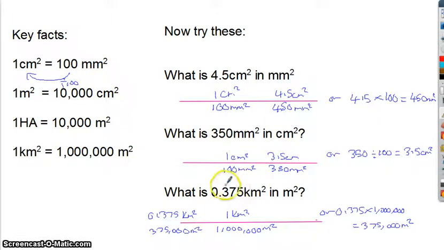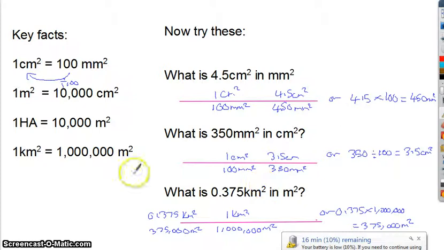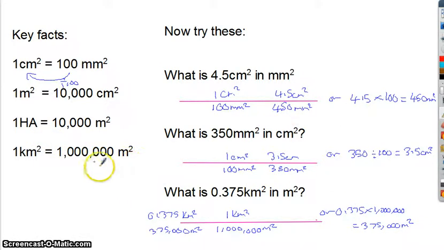This one here, 1 kilometre squared is 1,000,000 metres squared, so 0.375. It's a bit less than half, and half would be 500,000. It's 375,000 metres squared. Another way, 0.375 kilometres squared times 1,000,000. That's because we're going this way from kilometre squared to metre squared. So times 1,000,000, and that gives us 375,000 metres squared.